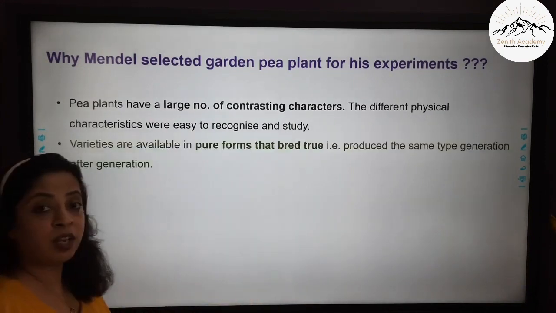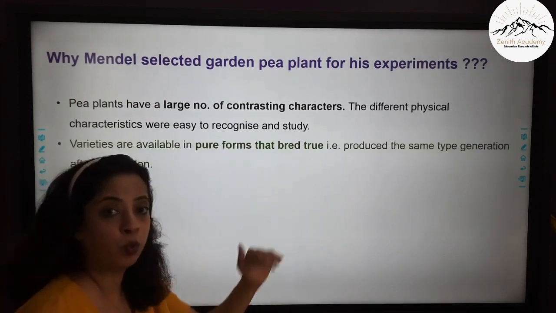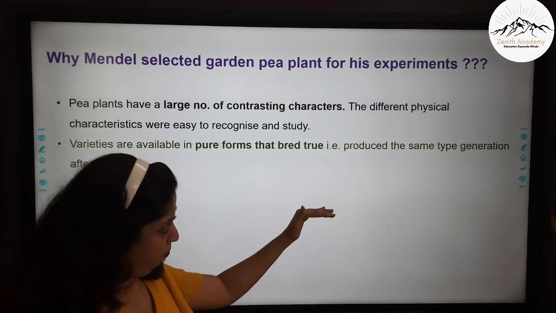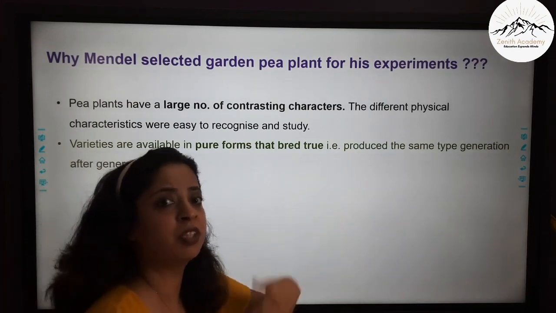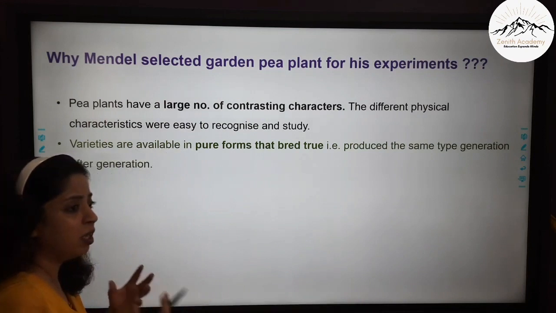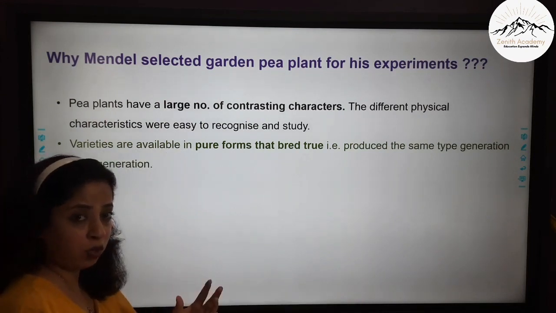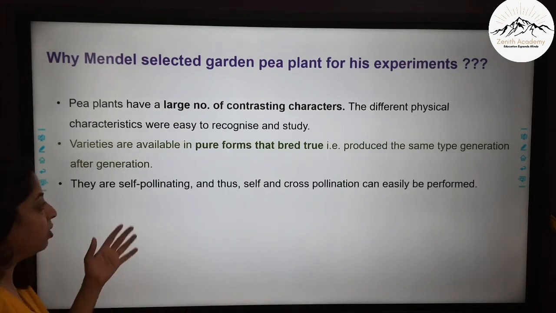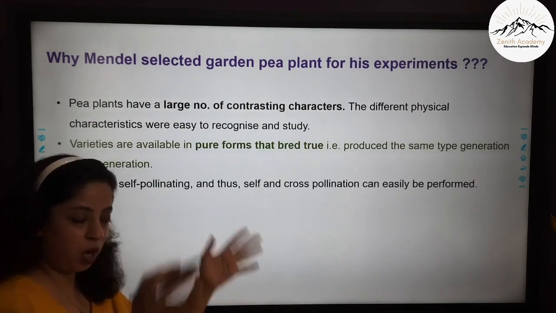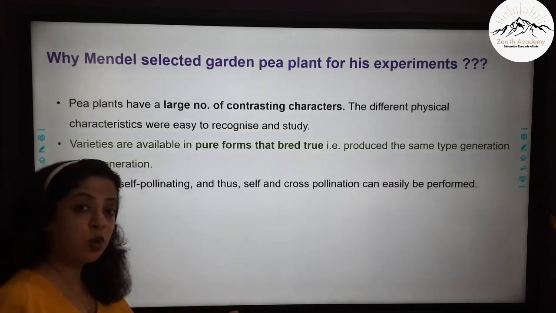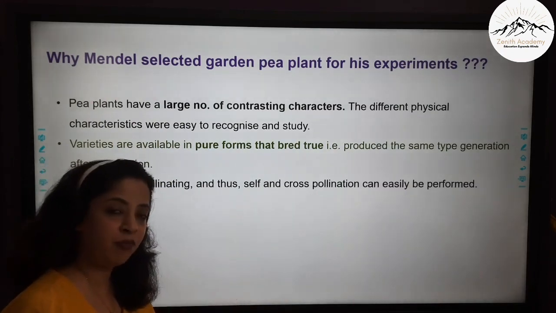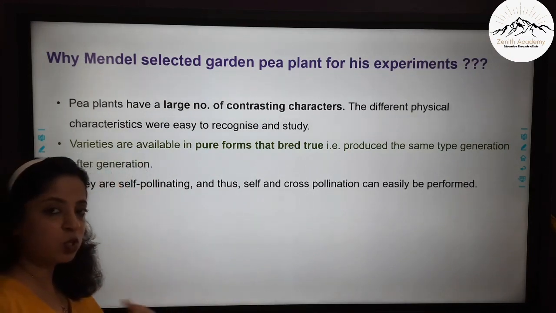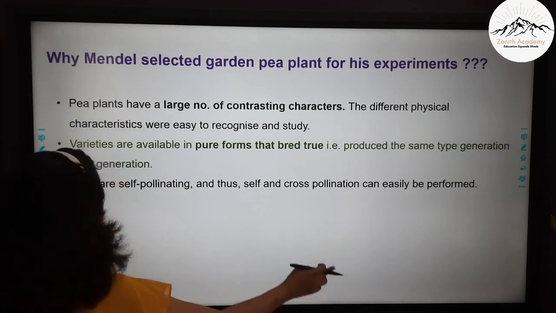Next, the varieties were available in pure forms that bred true. What do you mean by pure forms that bred true? It means they produce the same type generation after generation, exactly the same type. The varieties that were found were pure. They were not hybrids of two different varieties. Now they are self-pollinating, which means in one plant self-pollination can occur. Also cross-pollination can easily be performed by removing certain parts of the plants. So it was self-pollinating and cross-pollination is also very much possible.